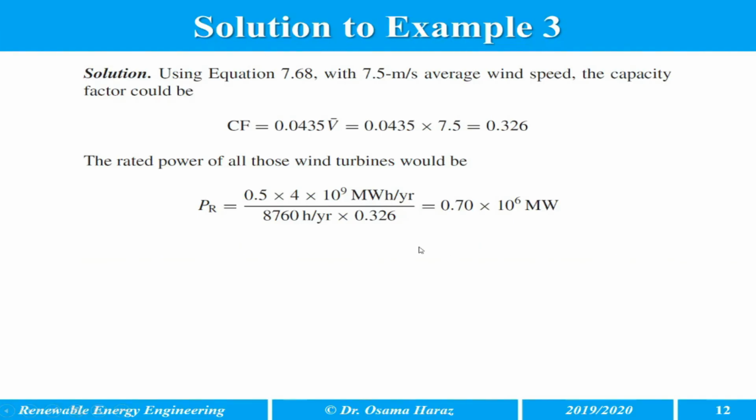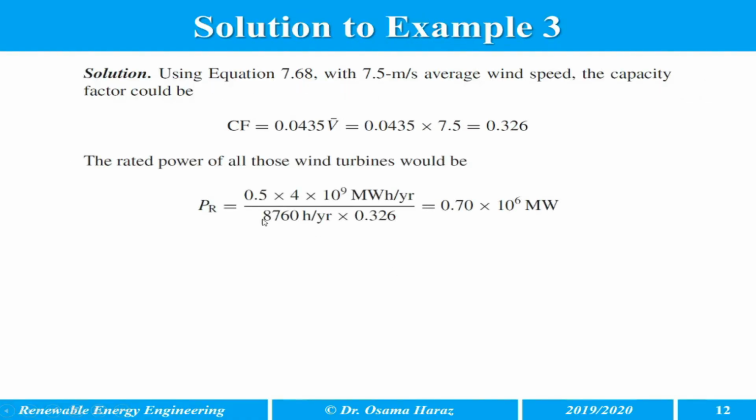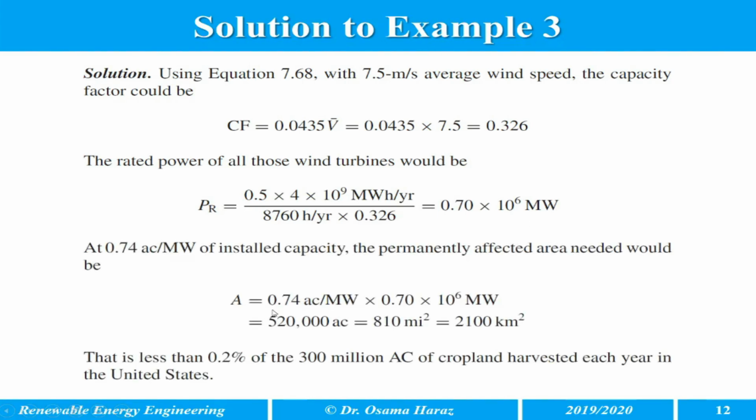Once we know the rated power, it's given that the area is 0.74 acres per megawatt. And we know the rated power in total number of megawatts. So we multiply the given rate, 0.74, by the total number of megawatts. It will give you the total number of acres. This is the area. We can convert it to square miles or square kilometers. So it will be 2,100 square kilometers.